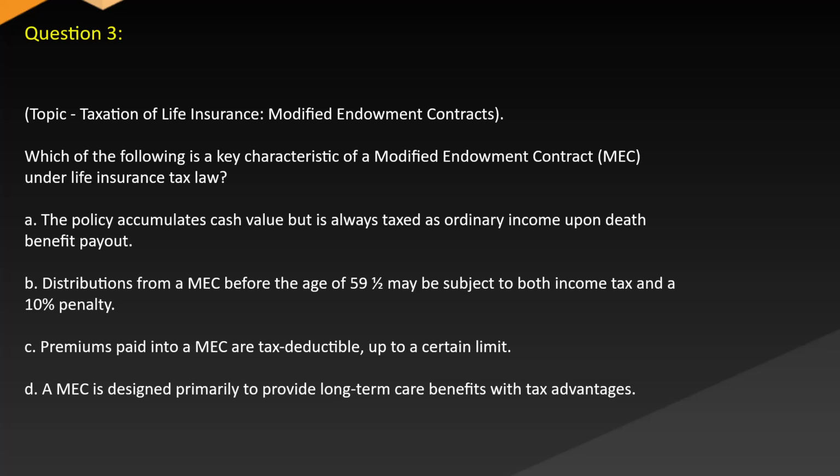A. The policy accumulates cash value but is always taxed as ordinary income upon death benefit payout. B. Distributions from a MEC before the age of 59½ may be subject to both income tax and a 10% penalty. C. Premiums paid into a MEC are tax deductible up to a certain limit. D. A MEC is designed primarily to provide long-term care benefits with tax advantages.